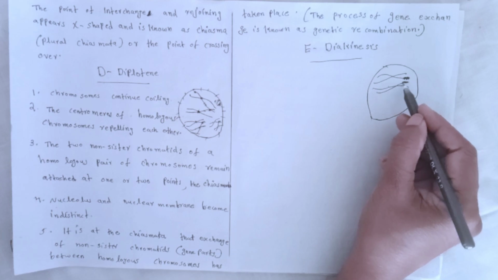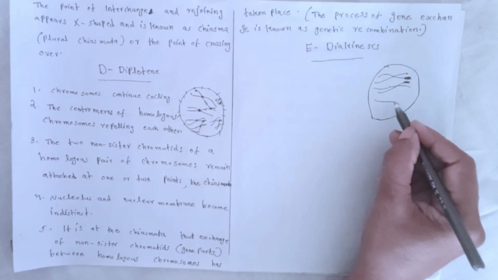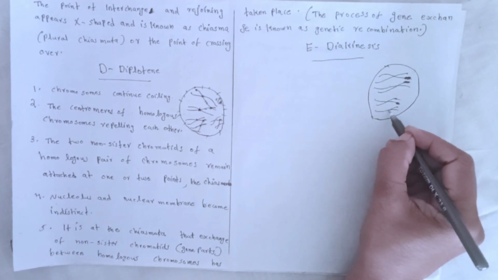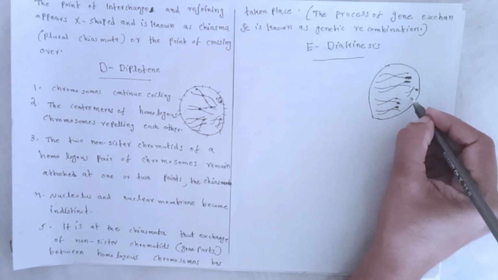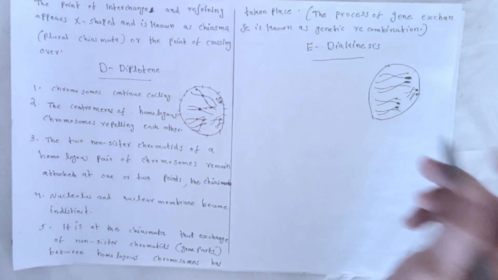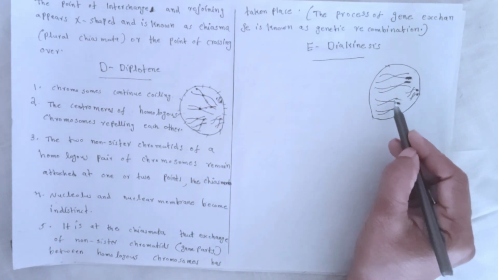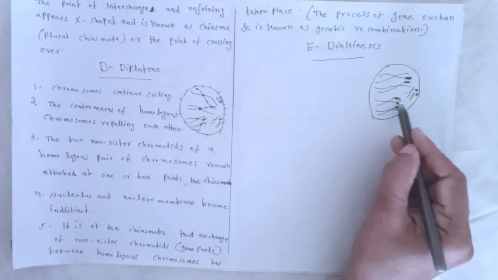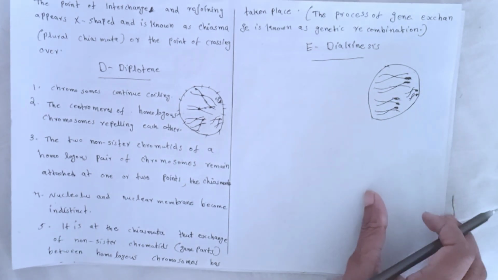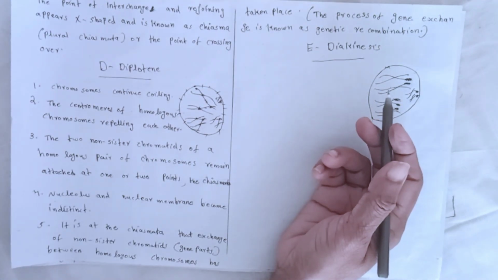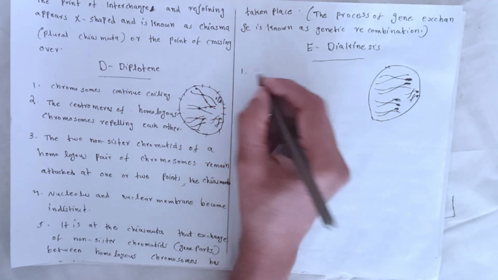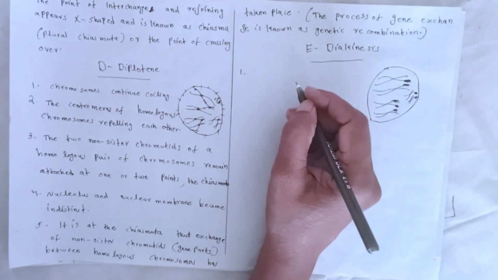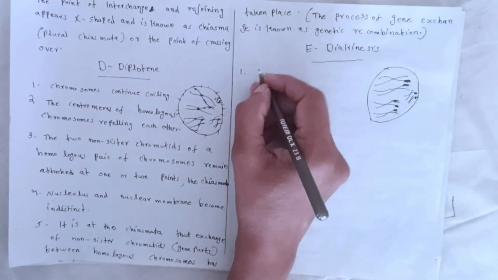Here is the point of recombination. These are the points where the gene exchange takes place. We typically represent this structure or stage. The bivalents become thicker and shorter due to maximum coiling.